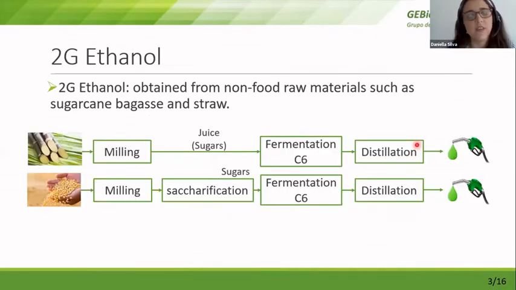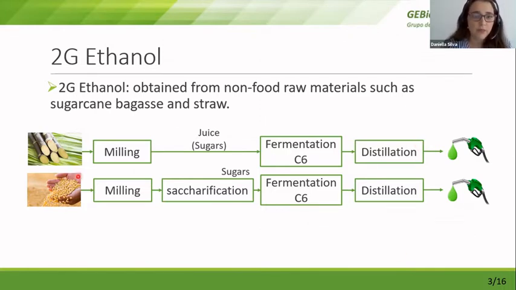To achieve this new economy, which some will call the bioeconomy, biofuels will play a very important role. And among biofuels, second generation ethanol has stood out. Second generation ethanol can be obtained from non-food raw materials such as sugarcane bagasse or straw.